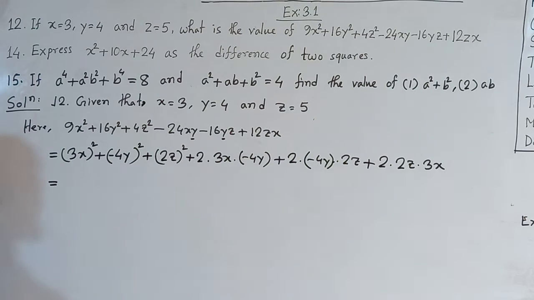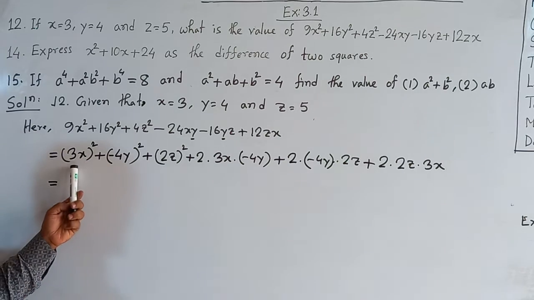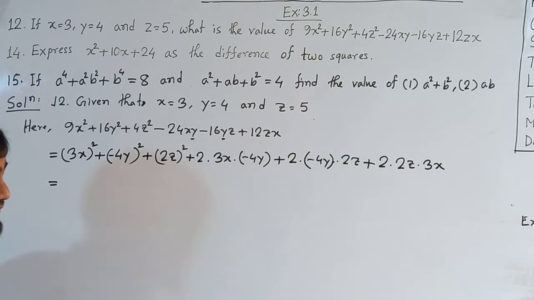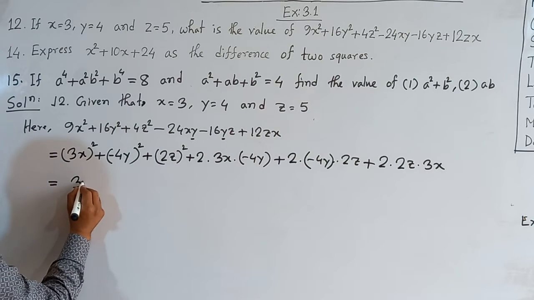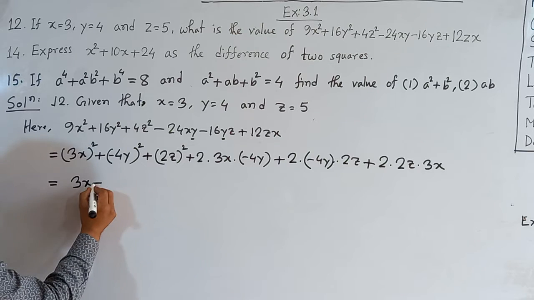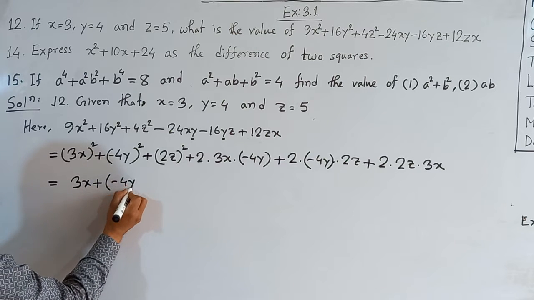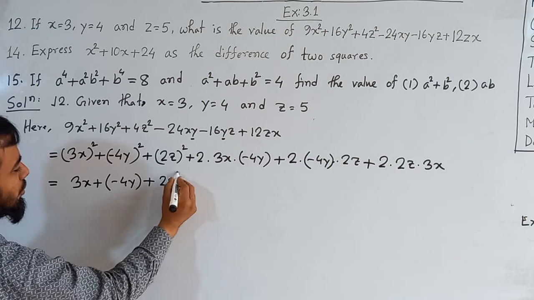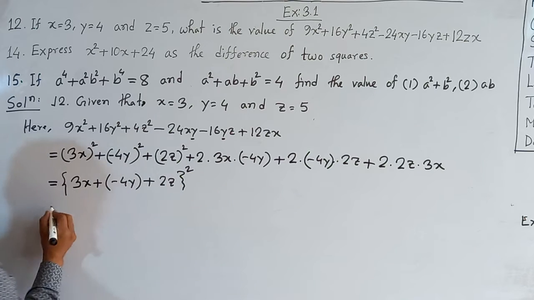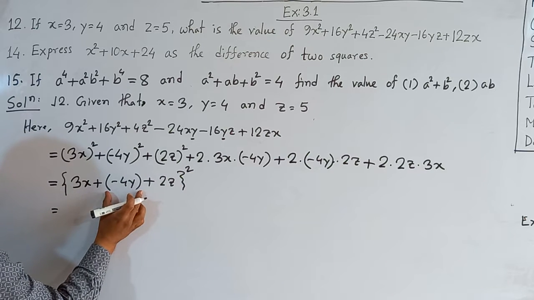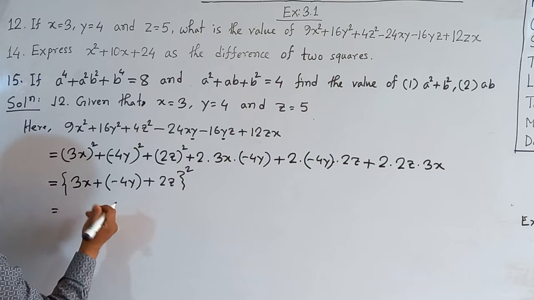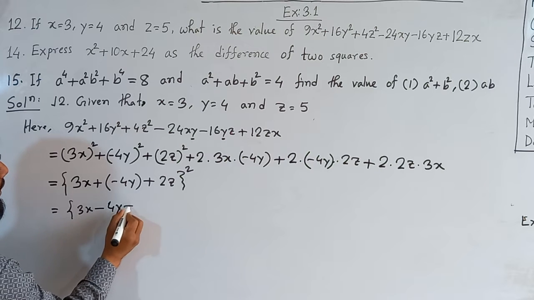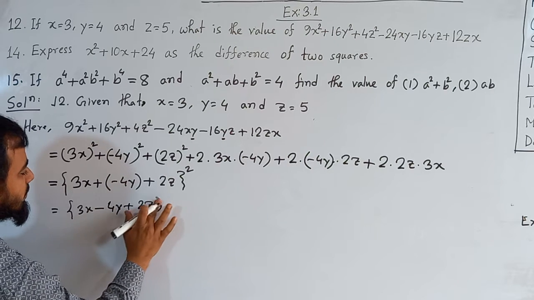Now we can apply the formula: a squared plus b squared plus c squared plus twice ab plus twice bc plus twice ca is equal to a plus b plus c whole squared. Here a means thrice x, plus b here is minus 4y, plus c, whole squared. You can write down the square sign here. Now we will do the first brackets work first. It's thrice x, the plus sign and minus sign will make minus, 4y plus twice z, whole squared.